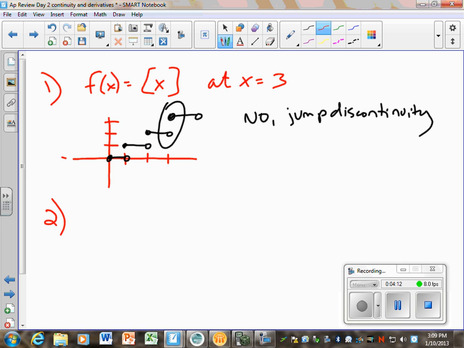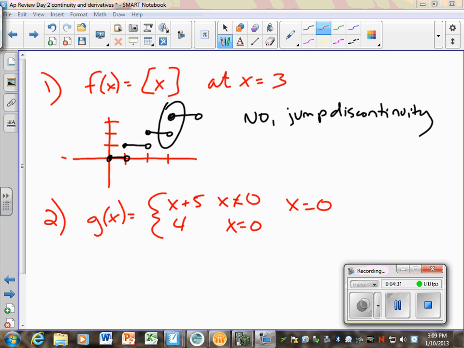Number 2 is our favorite. You're definitely going to see these on the AP exam. We want to know, is that continuous at 0? We should be pretty good at this. We talked about this with limits yesterday. You've got to check to see, is it the same value when we plug 0 in there? And you should be able to see pretty easily. If we plug 0 in the top, we get 0 plus 5, which is 5. If we plug 0 in the bottom, well, there's nothing to plug in. You just get 4. 4 does not equal 5.